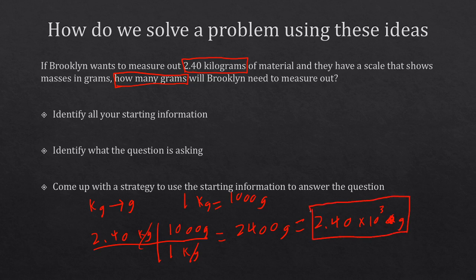So there we go. That's how I got there. I used my 1 kilogram on bottom, my 1,000 grams on top, put it in my calculator. It said 2,400, and I had to write it with 3 sig figs because there were 3 in the starting information, and remember the conversion factor counts as infinite, so we're limited to 3 significant figures. So 2.40 times 10 to the 3 grams.